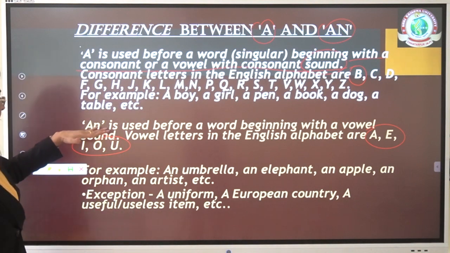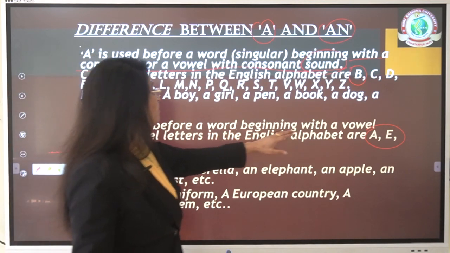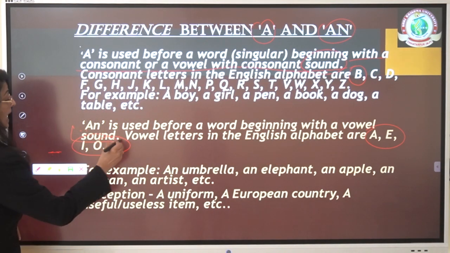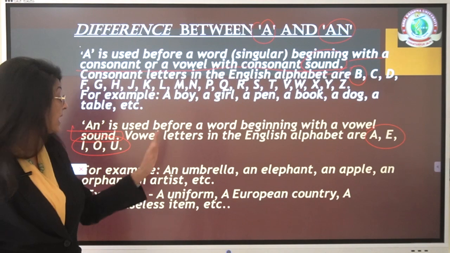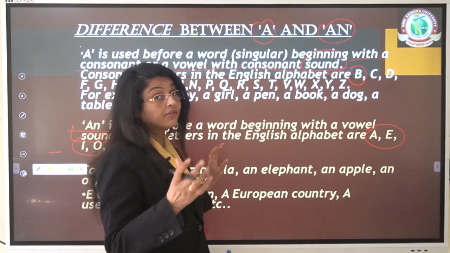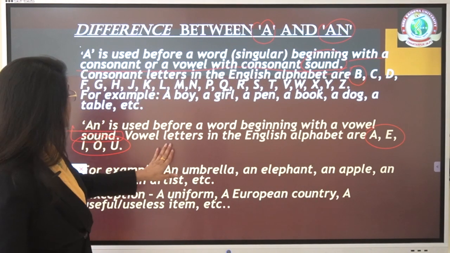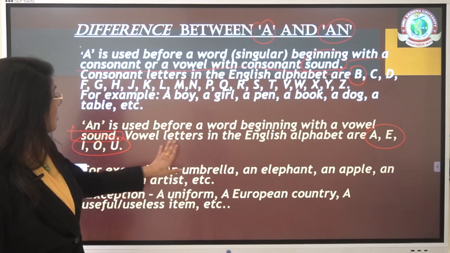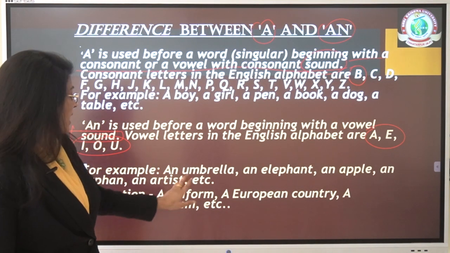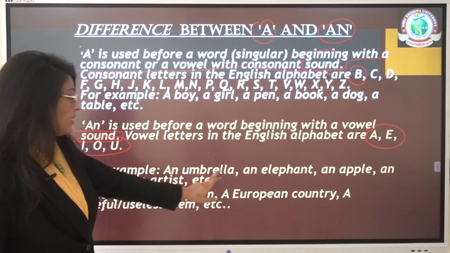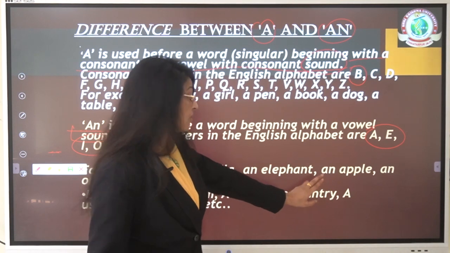If you see here, coming on to an, it is used before the word beginning with a vowel sound. Again, I will emphasize and highlight the sound, don't focus on the beginning letter. The beginning sound is something we are concentrating on when learning the articles, okay? Here you can see, the vowel letters in the English alphabet are 5. Now, an umbrella, an elephant, E sound, an apple, A sound at the beginning, right?